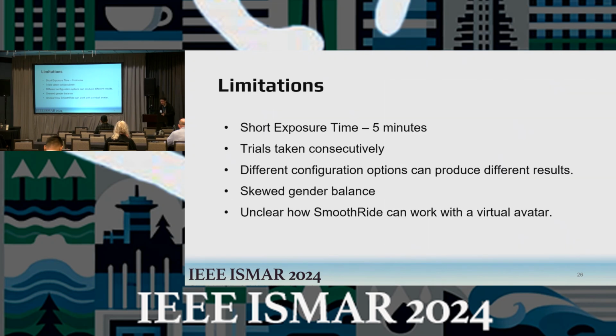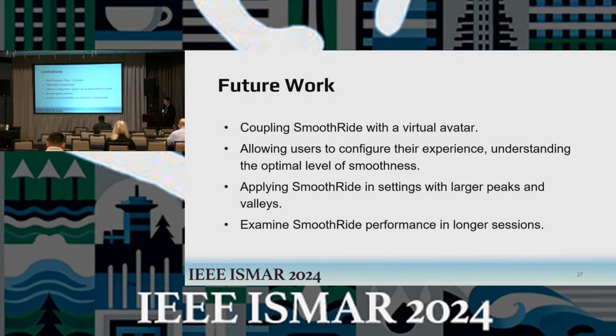All right, so this study has a number of limitations. For one, there was a short exposure time of 5 minutes per condition. Trials were taken consecutively, which could have introduced order effects. We had a skewed gender balance. Different configurations for all of these approaches could yield different results. And it's also a little unclear how SmoothRide would work with a virtual avatar.